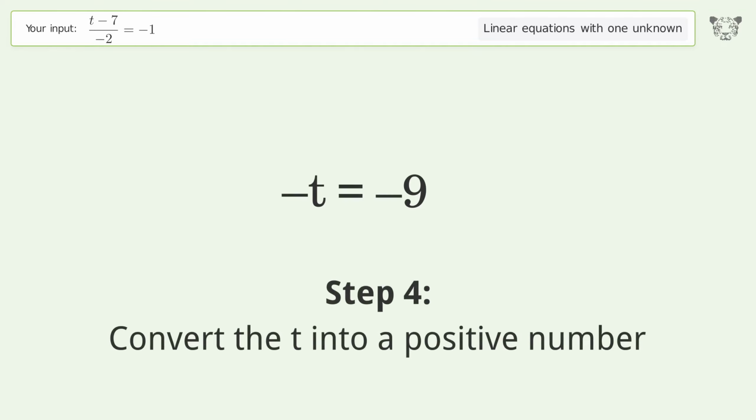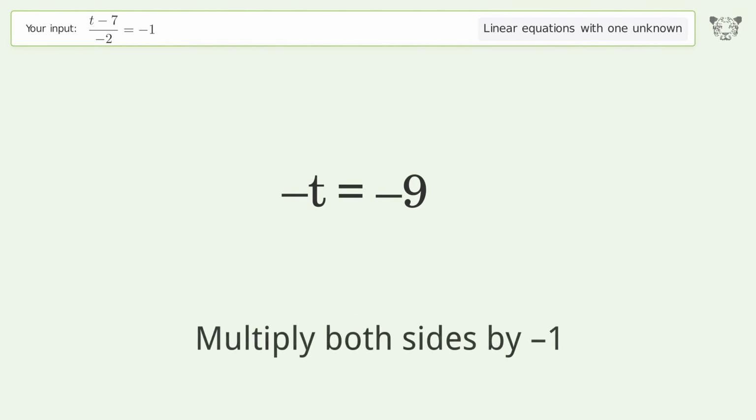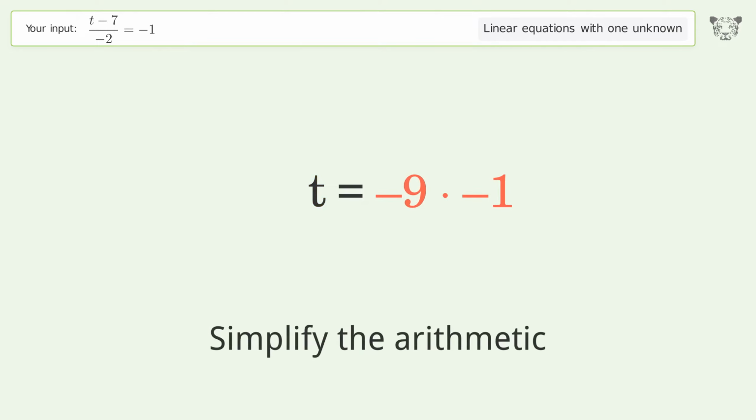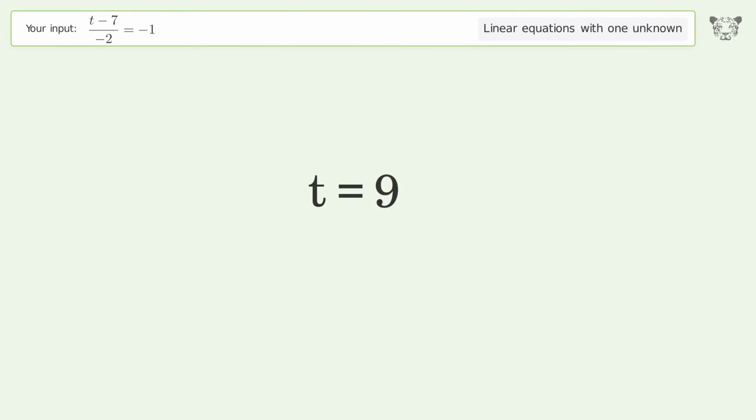Convert the t into a positive number. Multiply both sides by -1. Remove the ones. Simplify the arithmetic. And so the final result is t equals 9.